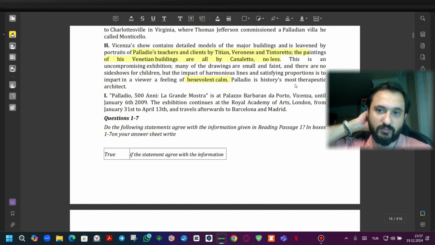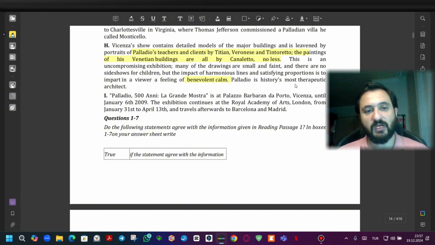Palladio is history's most therapeutic architect. The Palladio 500 annual La Grande Mostra is at Palazzo Barbaran da Porto, Vicenza until January 6, 2009. The exhibition continues at the Royal Academy of Arts, London from January 21st to April 13th, and travels afterwards to Barcelona and Lagos. So all the answers are correct.